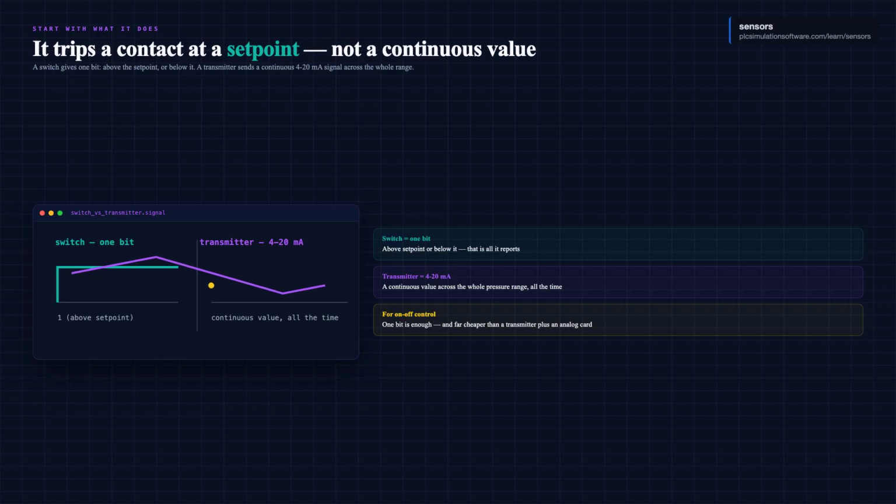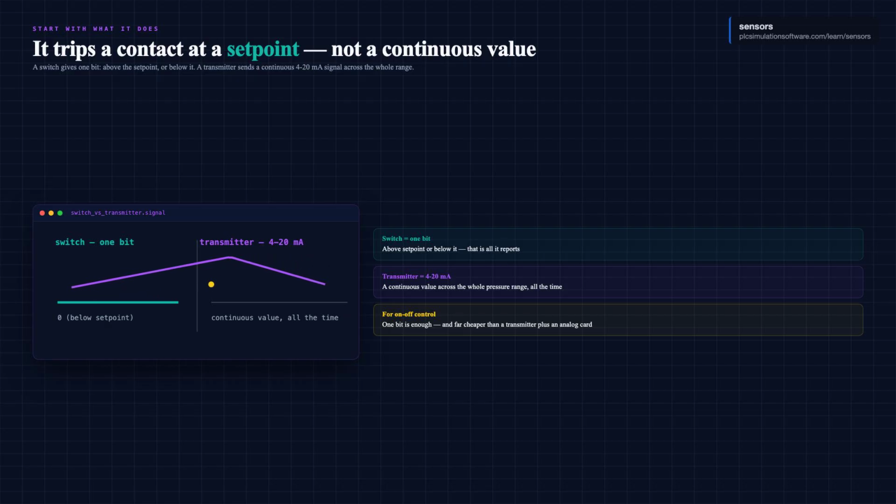Now, compare that to a pressure transmitter. A transmitter sends a continuous 4 to 20 milliamp signal, proportional to the whole pressure range. It tells you the exact value all the time. A switch does not. A switch tells you one thing only. Are we above the set point or below it? 1 bit. And for turning a pump on and off, 1 bit is all you need. It also costs a fraction of a transmitter plus an analog input card. That is why the switch refuses to die.